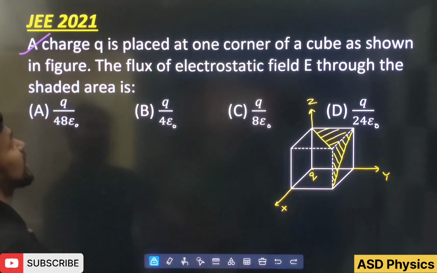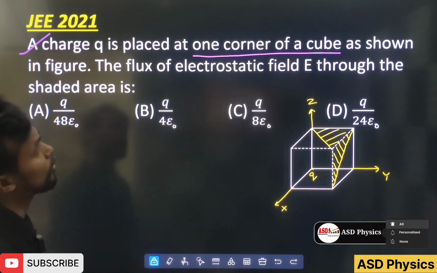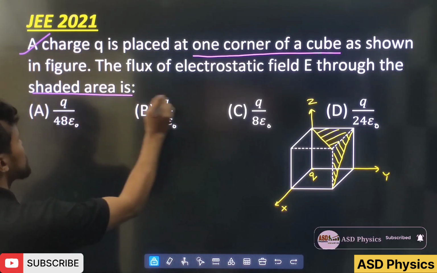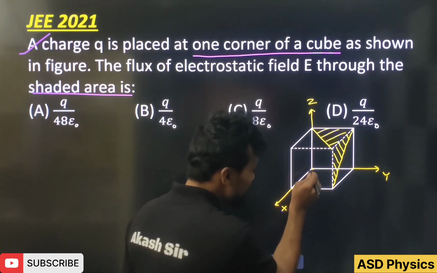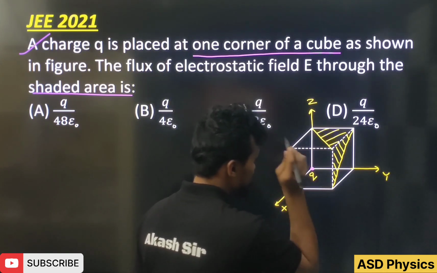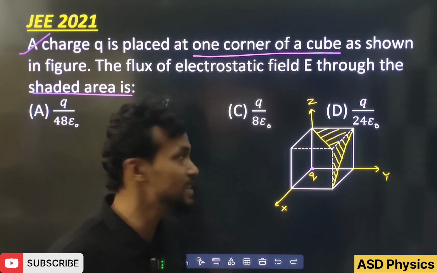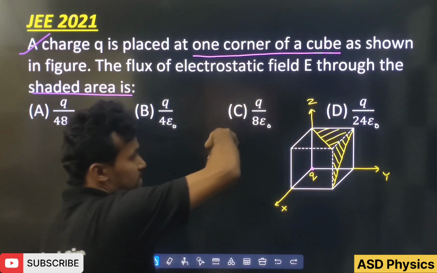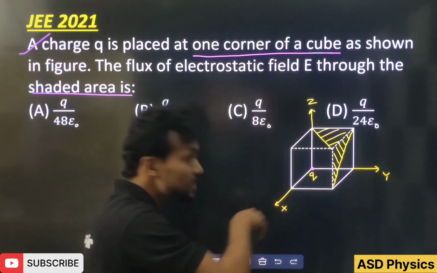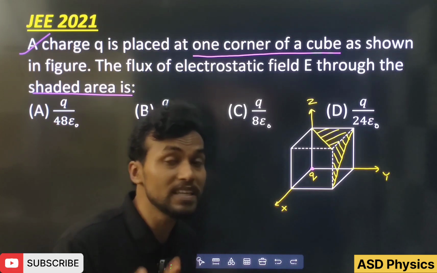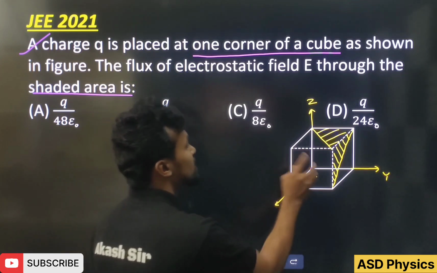Next one, see please. A charge q is placed at one corner of a cube as shown in the figure. The flux of electrostatic field E through the shaded area is how much? Here students have to be very careful. Here the charge is placed at one of the corners. If we take the symmetry, the charge we have to take at the center. So this side one cube, this side one cube, and the back side the same way, so 2 cubes, and back side also, 4 cubes. That means total 8 cubes will be there.